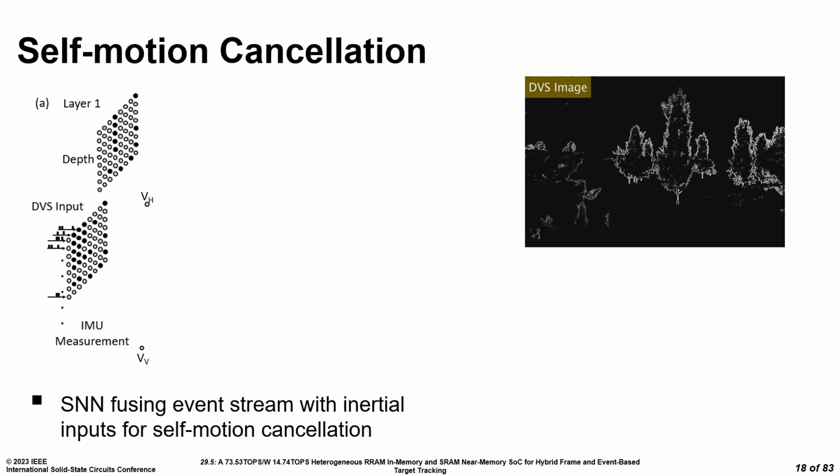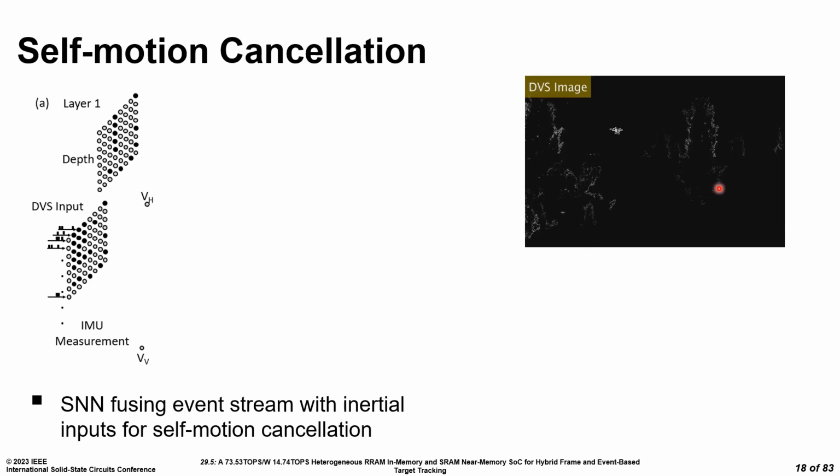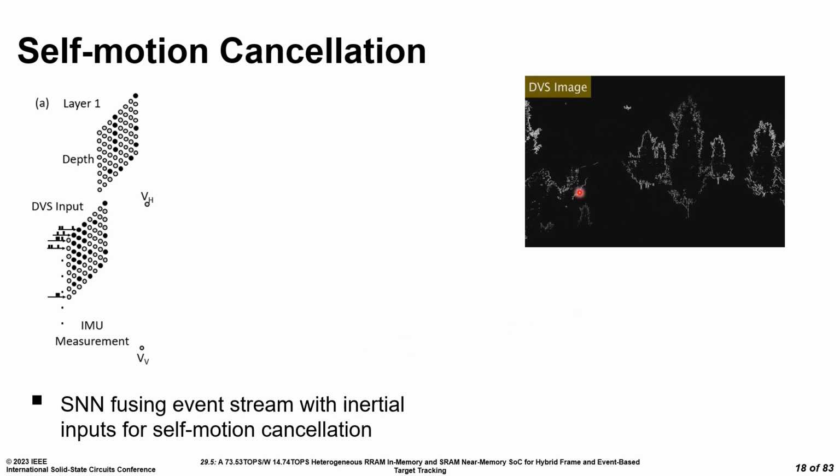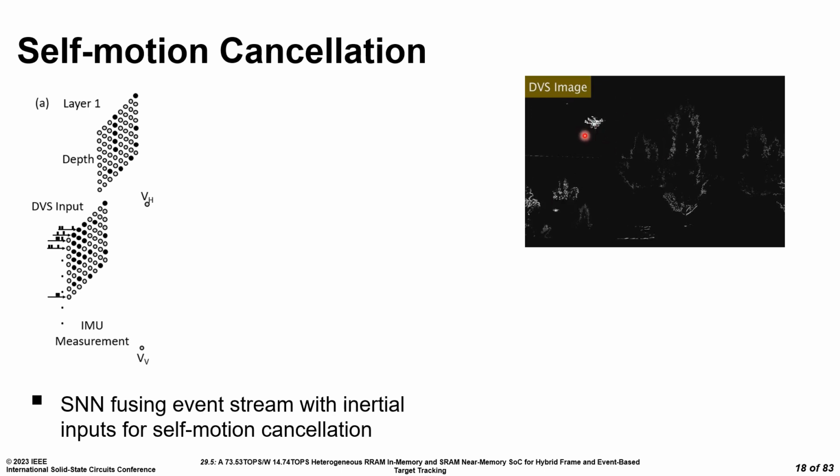So the novel part of processing is the self-motion cancelling SNN. As the predator drone moves, even the stationary objects that are present in the background create events, and to filter that activity out to keep only the target generated activity, the self-motion cancelling SNN is added. So this shows as the predator moves, a lot of trees in the background also create events, in addition to the target prey which is moving.